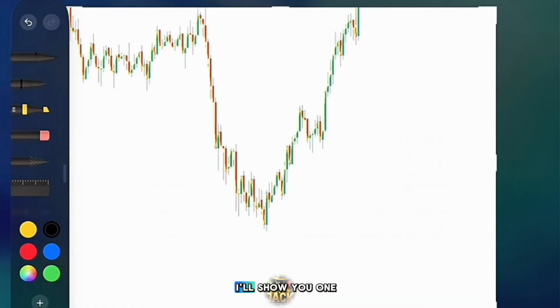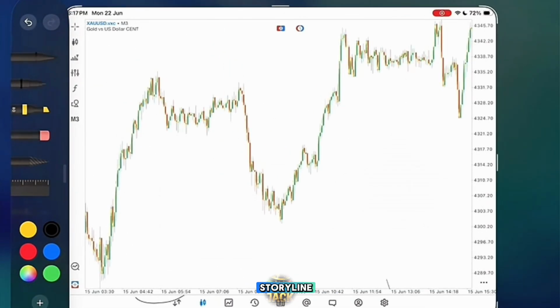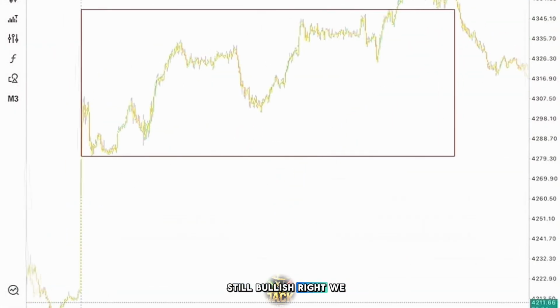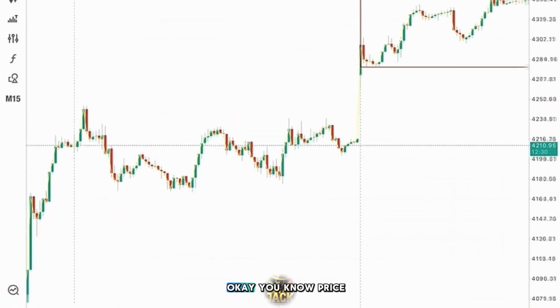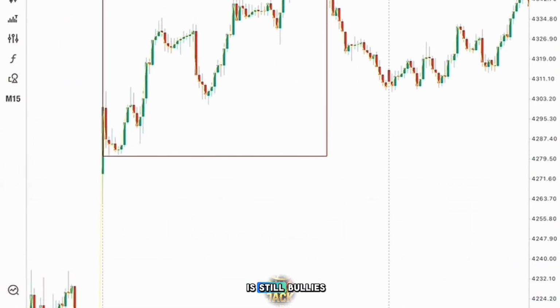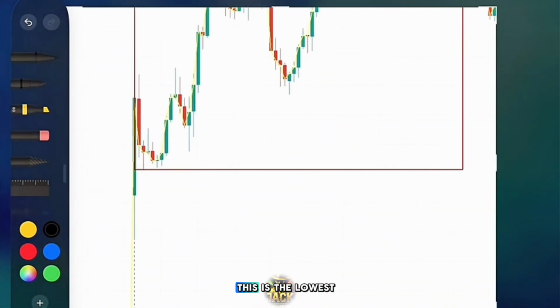I'll show you one last example of the storyline. Okay. So price is still bullish, right? You go to M15. Okay, price is still bullish. How do you know that? Well, this is the lowest volume.